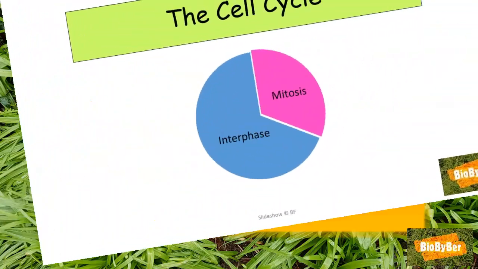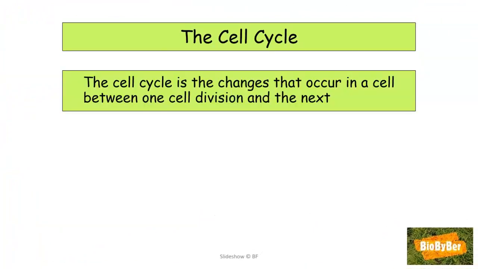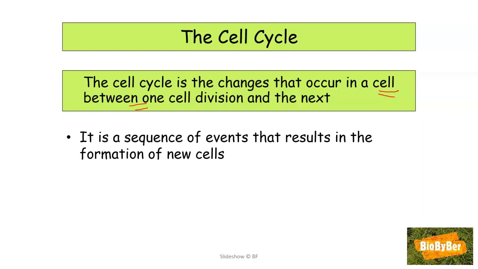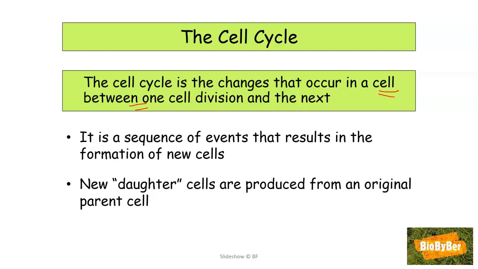Let's look at the cell cycle. The cell cycle is the changes that occur in a cell between one cell division and the next. It looks at the changes that occur from when a cell is formed by cell division until it does cell division itself. It is therefore a series of events that ends with the formation of new cells. New daughter cells are produced from an original parent cell.